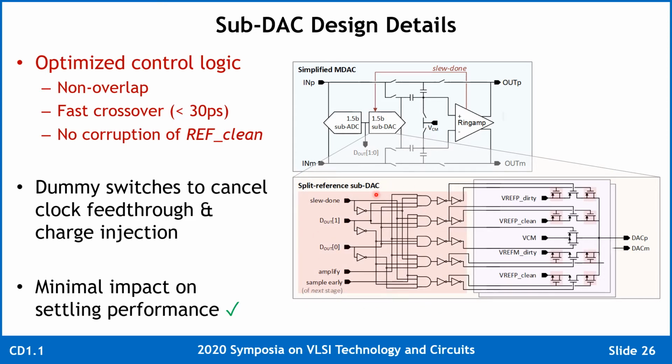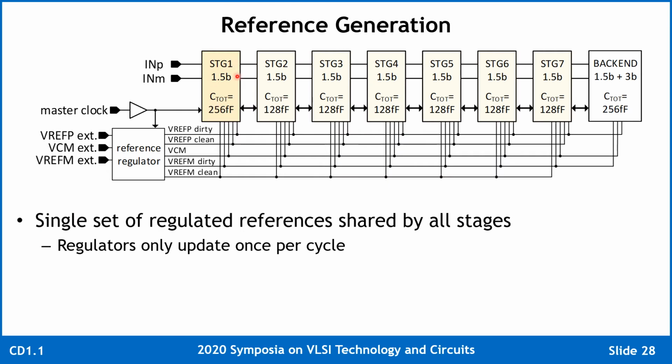Our control logic is implemented in a way that ensures this make-before-break operation with a very fast crossover and ensures that no corruption of the clean reference can occur. In addition to the main Sub-DAC switches, a set of dummy switches are also included that cancel clock feed-through and charge injection, leading to transparent operation. All of these Sub-DAC circuits within the pipeline stages are connected to a shared set of regulated reference lines at the system level. The reference regulator itself is clocked at the same rate as the core ADC is clocked, meaning that one update in the regulator occurs per clock cycle of the ADC.